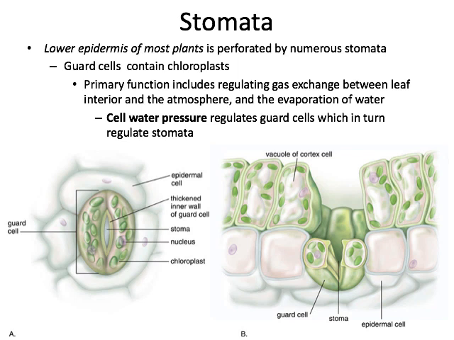Now, the lower epidermis is where we usually find most of the stomata for most plant species. And again, if we're talking about the stomata, they're simply openings that are controlled by guard cells. The guard cells open and close, and then that creates the stoma itself. Notice the word stoma is singular and stomata is plural. It's cell water pressure that regulates the guard cells, which in turn regulate the stomata.